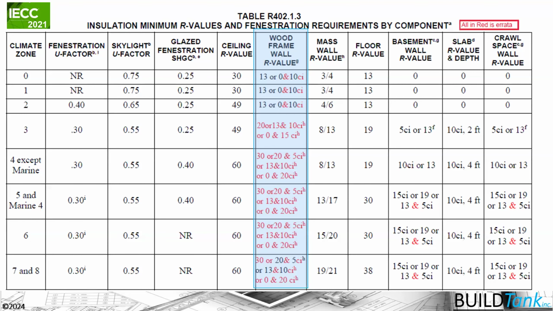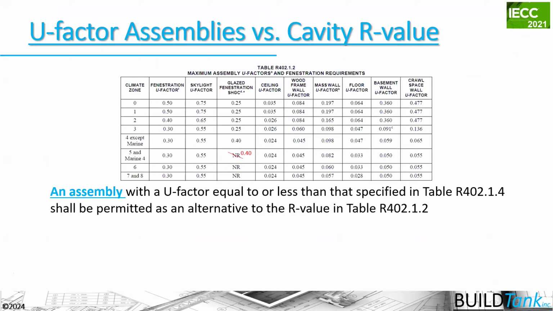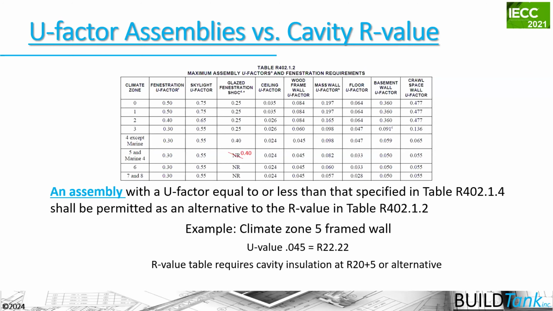So before we get into that, I just want to do a quick demonstration of how the R values and the U factors correlate with each other. Basically, they're describing the same thing. One is describing it from an assembly perspective, and one is describing it from a component perspective. So if we look at climate zone 5 here, the U factor requirement for the assembly is 0.045. If we take the reciprocal of that, we get R22.2. And the R value requirement in the table is R20 plus 5. If we take the reciprocal of that, we get 0.04.